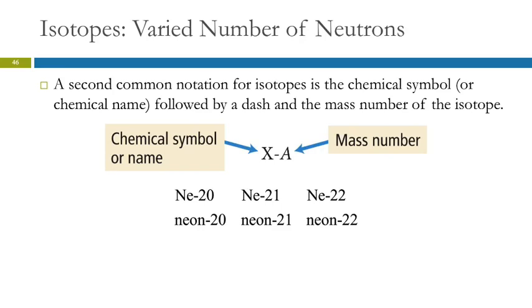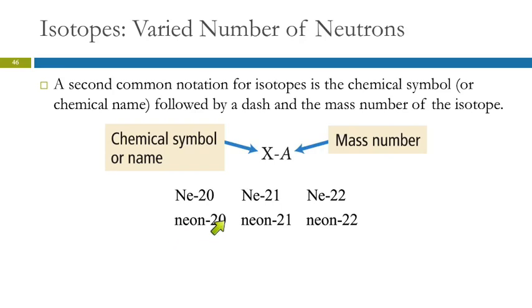Another way to specify them is to use either the element symbol or the element name, a dash, and the mass number. Because do we really need to remind ourselves that neon has 10 protons? No, because it's on the periodic table. And no chemist is ever without a periodic table. I have the periodic table app on my phone, so anytime I want to know how many protons neon has, I'm good. You just never know when you might want that information.